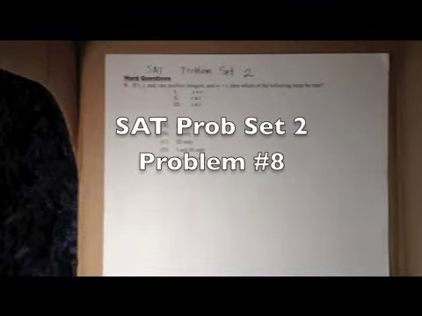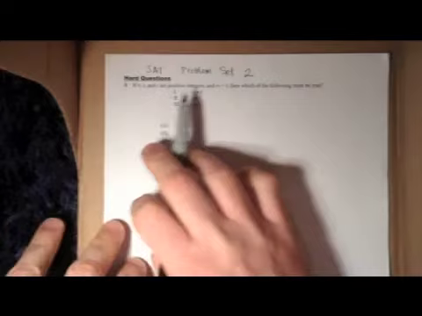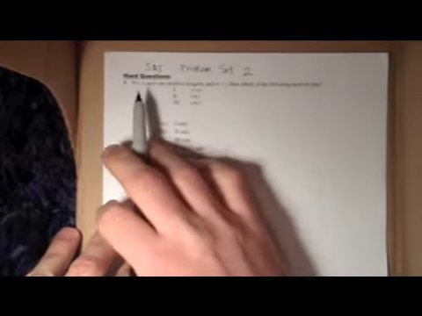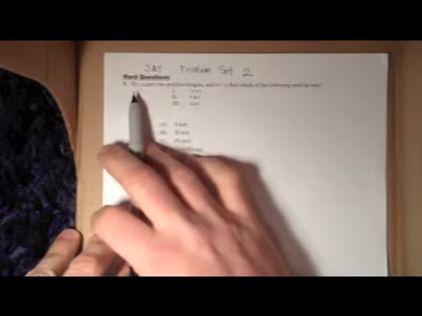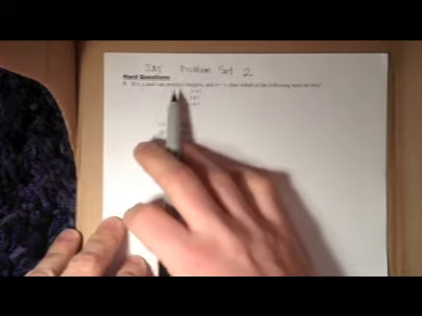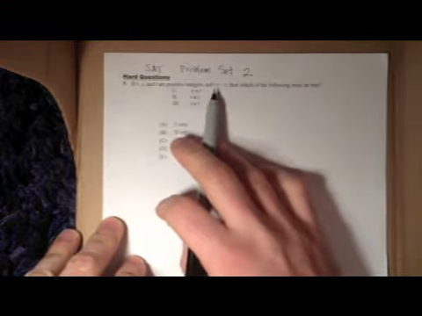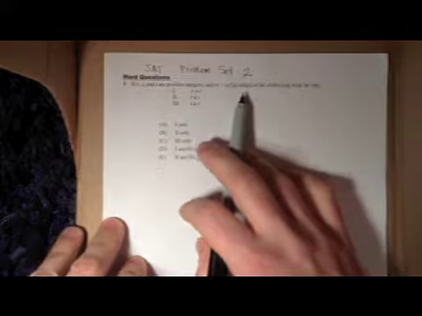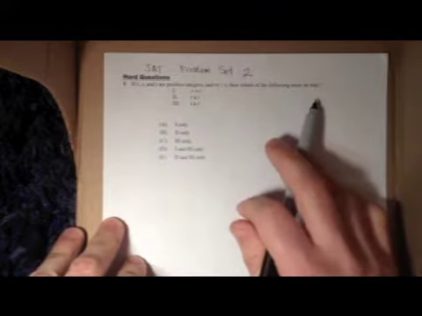Hi, it's Mr. Lonergan, and we're going to work on SAT Problem Set 2, question number 8. If R, S, and T are positive integers, and RS equals T, then which of the following must be true?